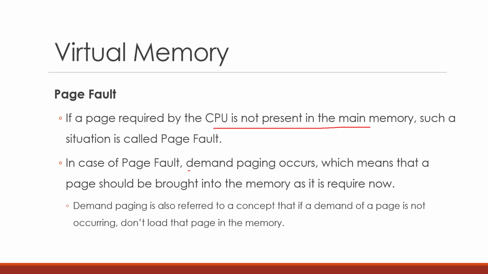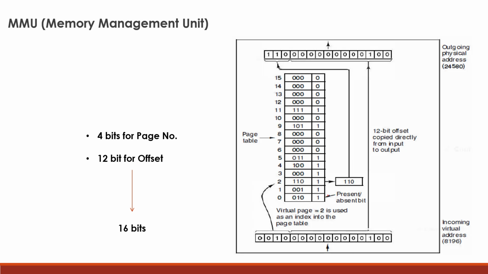And we have discussed demand paging as well. If a page fault occurs, we bring that page on demand from the disk to RAM. So if a page is required by the CPU and it is not in the RAM, we will request that page from the hard drive, and that is called demand paging. So these are two important concepts.